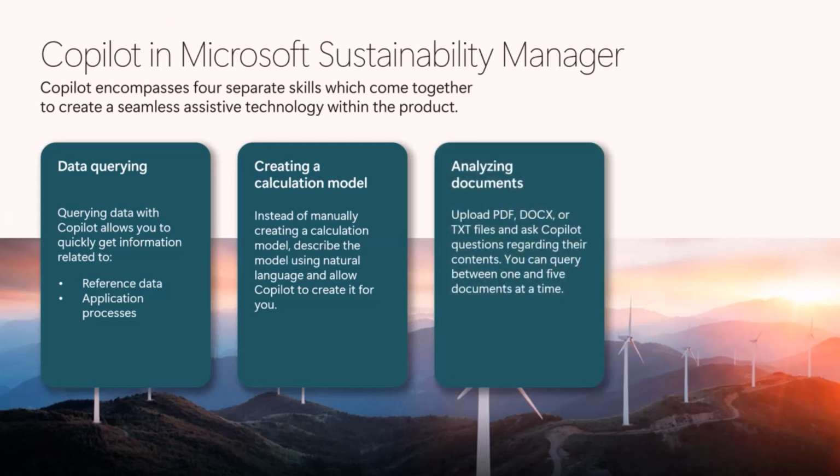Our third skill within Copilot is the ability to analyze ESG documents. So you're able here to upload either PDF, Word doc, or .txt files and ask Copilot questions regarding their contents. You can query one document at a time, or you can also query up to 5 documents at a time if you're trying to do a comparative analysis of sorts. This can be really valuable when you're doing things like supplier comparisons between different documentations, or when you're analyzing perhaps prior reports from your organization to see where you're at this year.